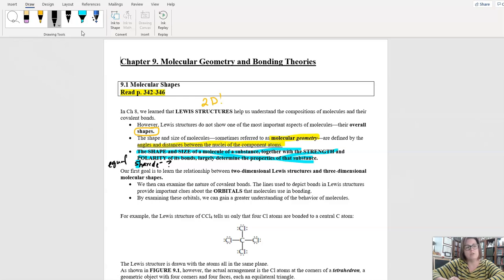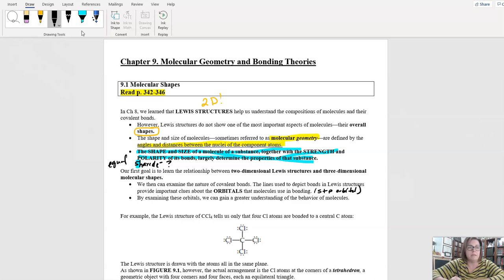So when we look at two-dimensional versus three-dimensional, we have to examine the nature of the bonds. The lines used to depict bonds in Lewis structures provide important clues about orbitals. And we're going to be talking a lot about s and p orbitals. Because we're not talking about metals at all in this chapter, we're not bringing in the d's and the f's into this. So it's all about the s and the p orbitals.